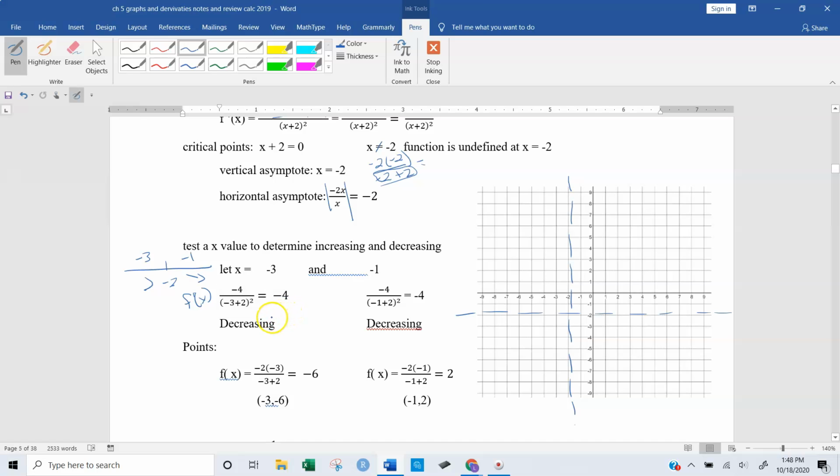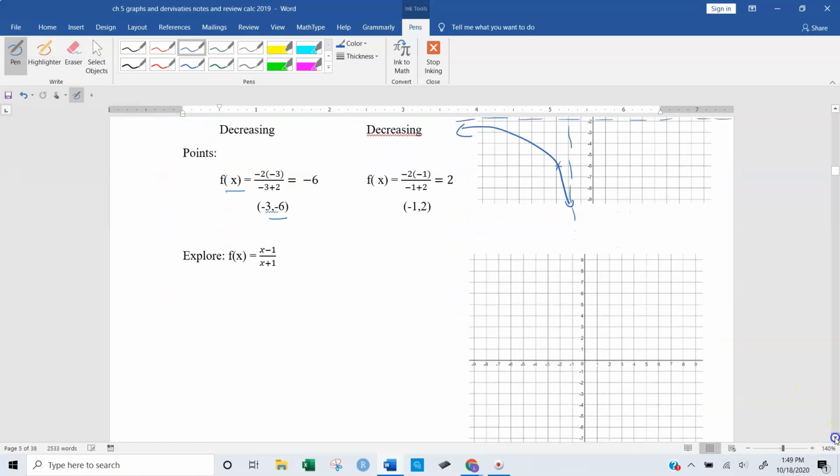All right, so since that's a little bit hard, we're going to plug negative 3 into our original, and we get negative 6. So let's plot negative 3, negative 6. Right here, he is decreasing, which means he starts high and ends low. Okay, that kind of makes sense, right? Now let's plug in negative 1, and we get 2. He is also decreasing, which means he starts high and he ends low towards our asymptote. I know you could have graphed that without the derivative, but I'm hoping that helps that make sense. Okay, pause and try yours.